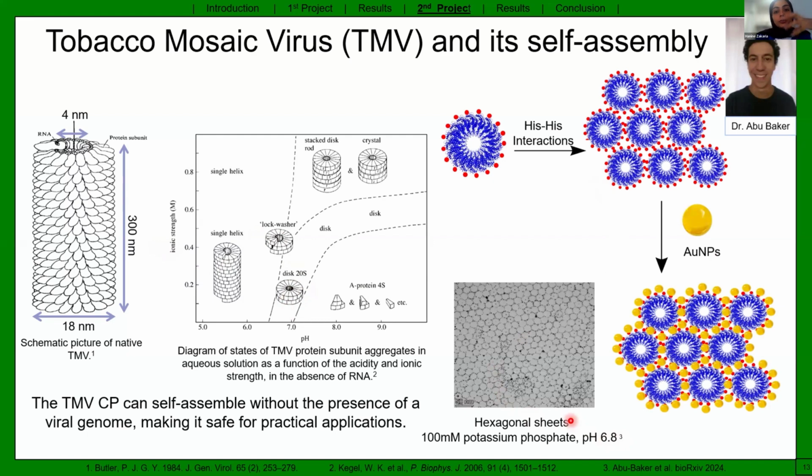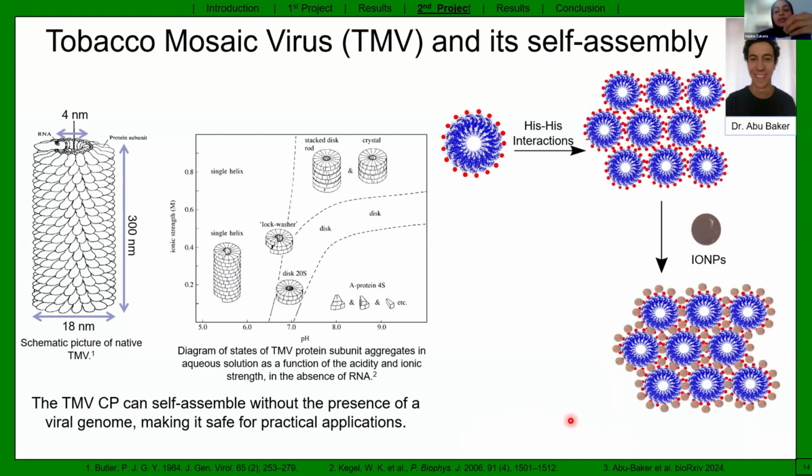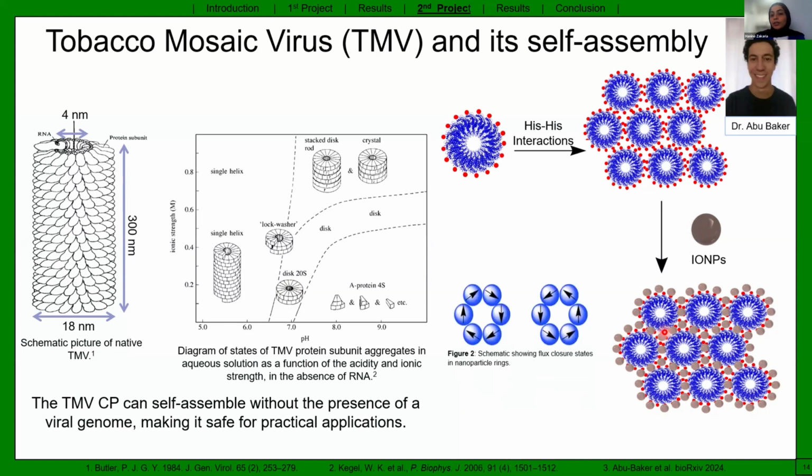In my project, we're trying to use these disks, but with iron oxide nanoparticles. Then we will obtain these nanorings, and it will be very special because the spins are going to align in a clockwise or counterclockwise manner instead of pointing up or pointing down. This will create what is known as the flux closure state, and this is very important for data storage applications.